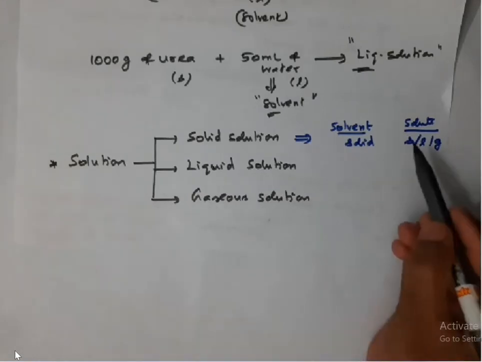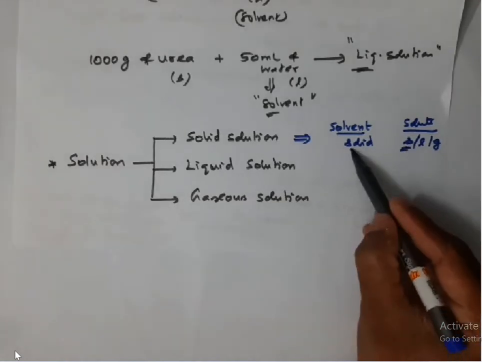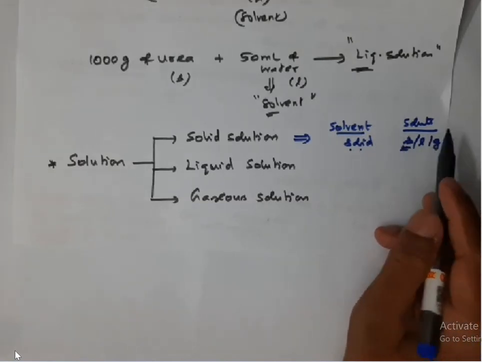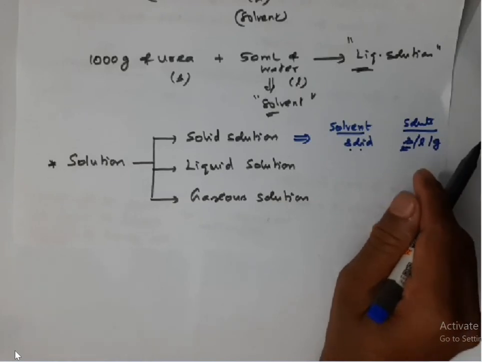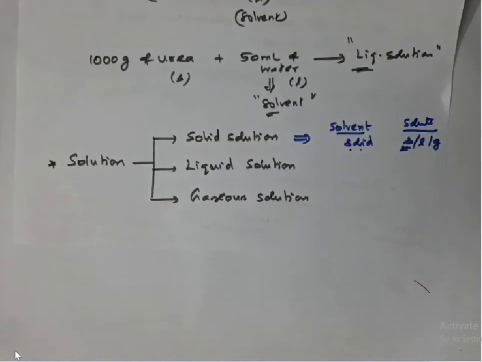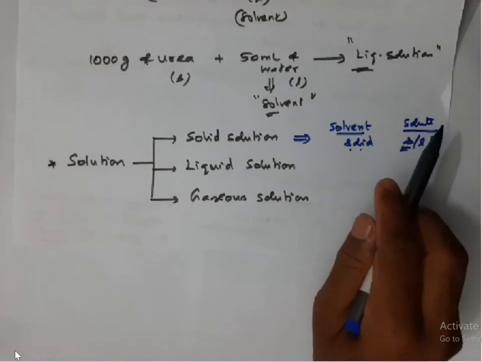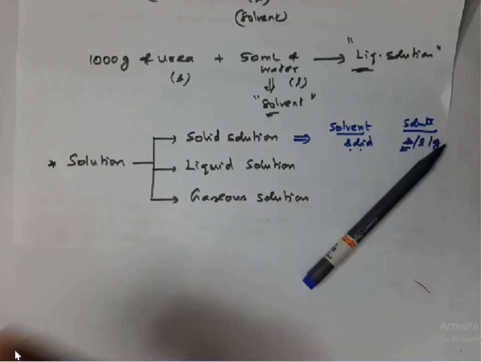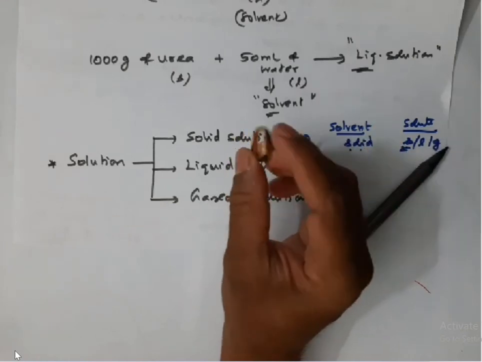So if your solute is solid and solvent also solid, then it is a solid mixture. For example, the ornamental gold, gold ring or whatever ornamental gold that you are using, is actually a mixture of copper and gold. It's not pure gold. Copper is mixed in small amount with the gold and they form an alloy. So ornamental gold is actually a solution.